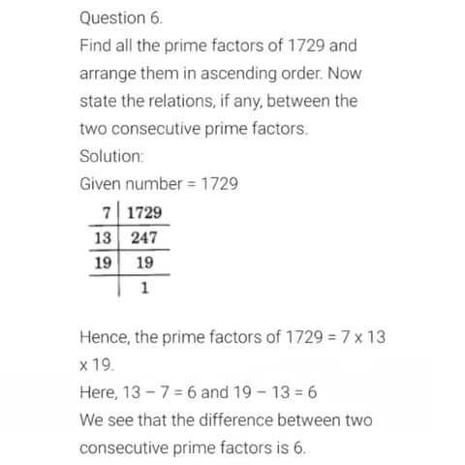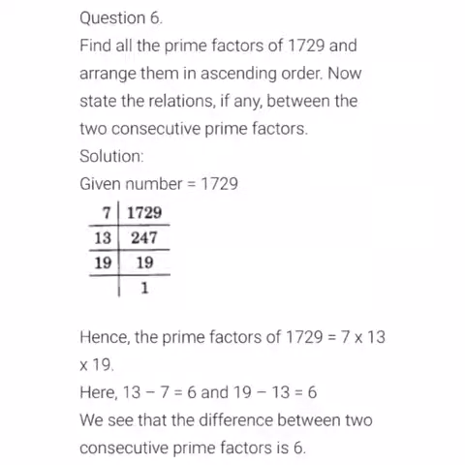Find all the prime factors of 1729 and arrange them in ascending order. You know what is ascending order? That is from small to big. Now state the relations, if any, between the two consecutive prime factors. So you can see that the prime factorization done for 1729 gives 7, 13 and 19 as the prime factors of 1729. So when we arrange the prime factors of 1729 in ascending order, we get 7 multiplied by 13 multiplied by 19. And now we have to show the relation between the two consecutive prime factors.